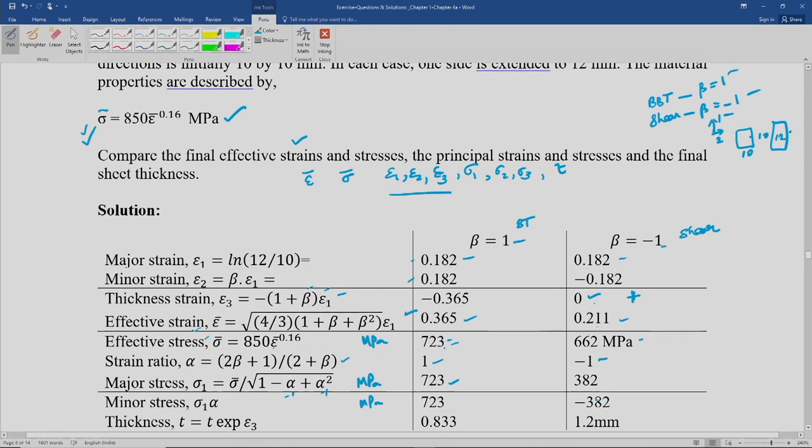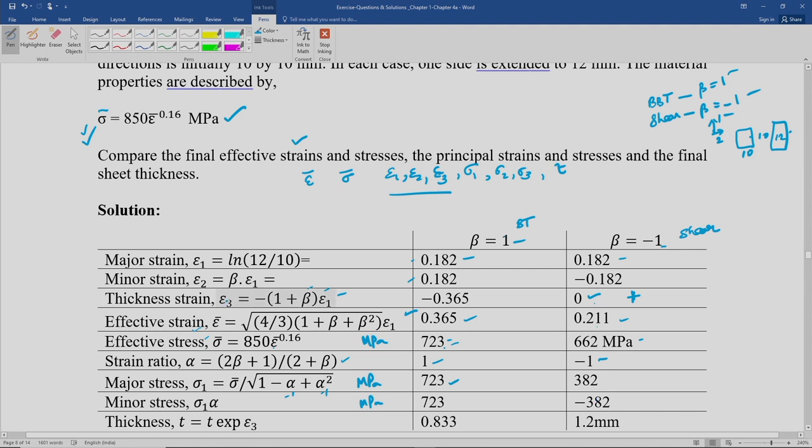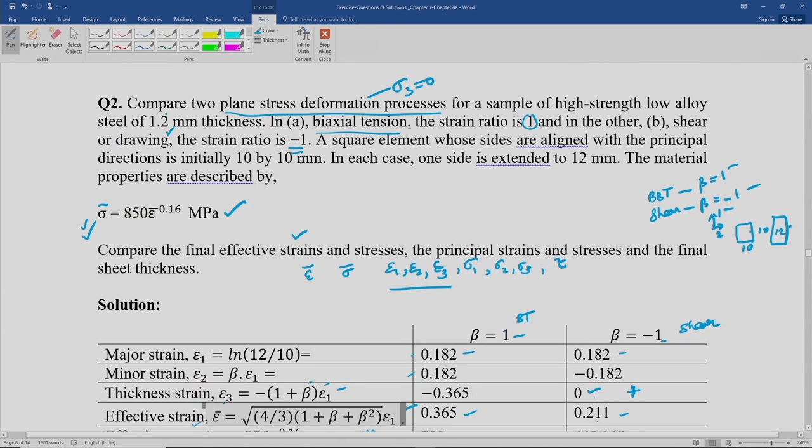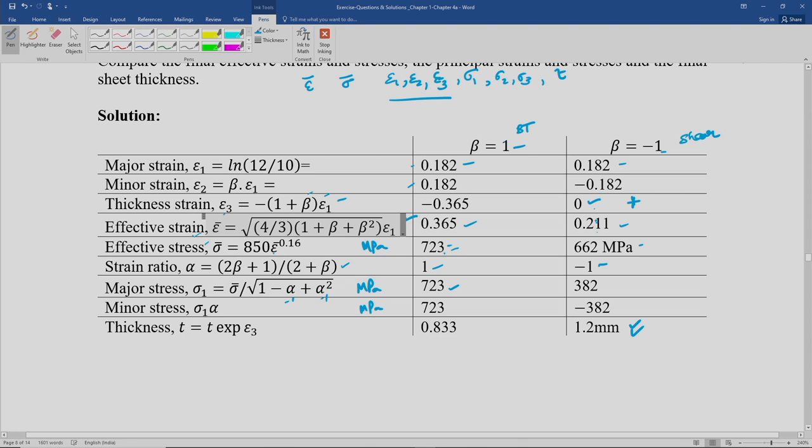So thickness you can find out directly. How do you find thickness? Epsilon 3 is known, right. So you can find thickness from that directly. This is what I was telling you. So thickness is going to be 1.2, which is same as your initial thickness. So you deform a sheet in pure shear, or beta is equal to minus 1, or they call it the drawing strain path. So you can deform the material up to a strain of epsilon bar equal to 0.211, okay, by keeping thickness as 1.2 itself, without much change in thickness. But here you see there is a significant change in sheet thickness, okay. So these are two important problems in this section, in this module, okay.